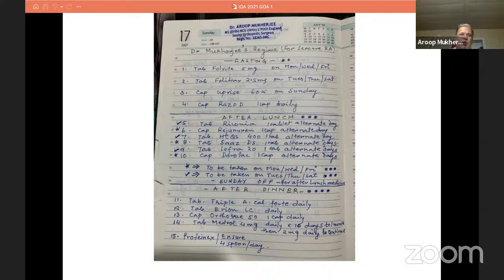Antagonistic medicine has to be given on the next day. Synergistic medicines are given on a particular day, like Monday, Wednesday, Friday. Antagonistic medicine has to be given on the next day, like Tuesday, Thursday, Saturday, so that the reactions of one drug are not neutralized by the other drug.